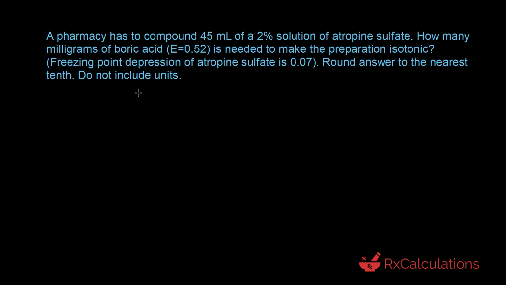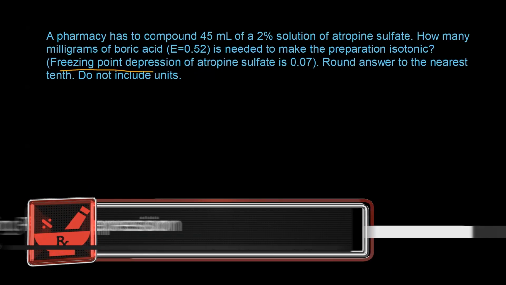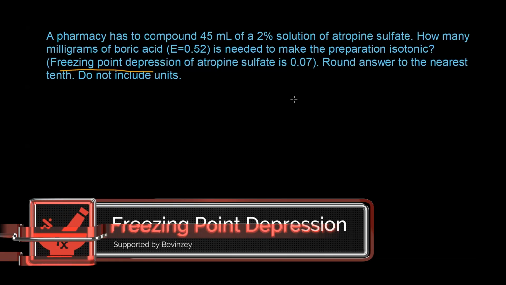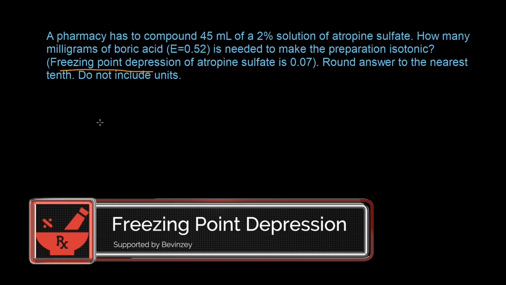All right, so now in this question, it actually tells you what method to use indirectly. In the question, it gives you the freezing point depression, and you can basically make that inference that this question is going to be solved using the freezing point depression because you don't really see any other information that may be pertinent to allow you to solve the question.